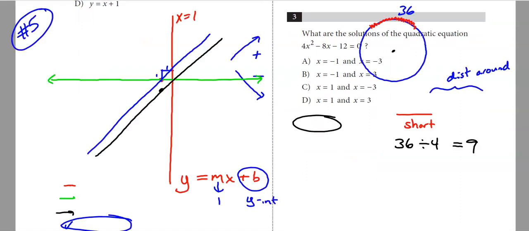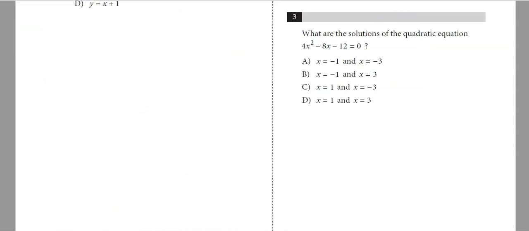So quadratic's pretty big topic, often covered here in the no calculator version. First thing I notice is all of these terms are divisible by 4. So I'm going to divide the entire equation by 4, and that's going to give me x squared minus 2x minus 3 equals 0. Whenever you want to solve a quadratic, you got to get everything equal to 0, which it's already kind of set up that way. And now we need to factor.